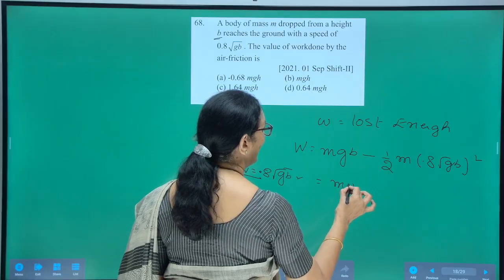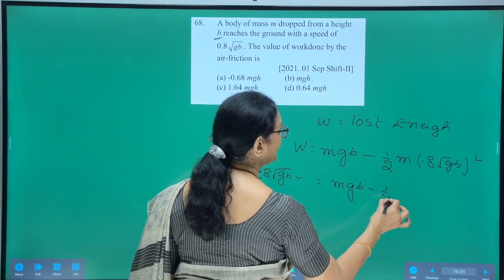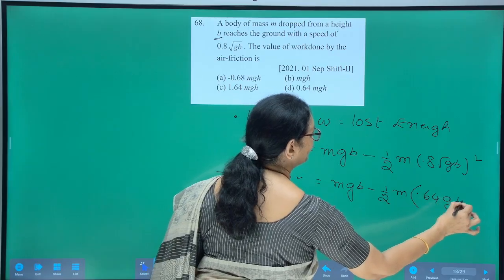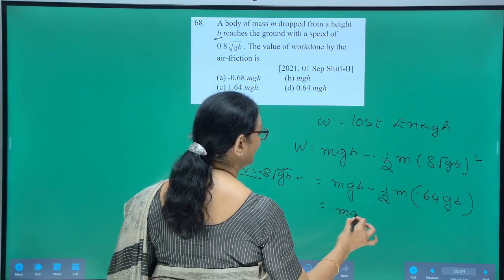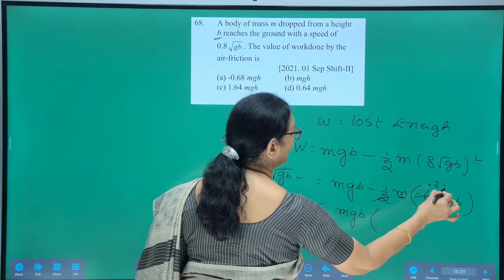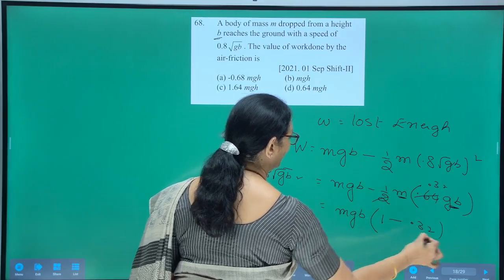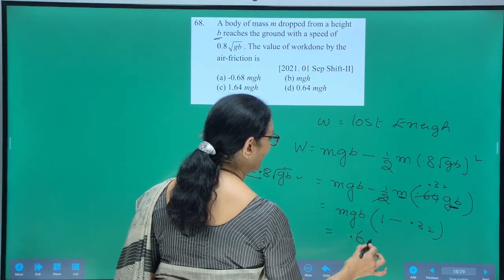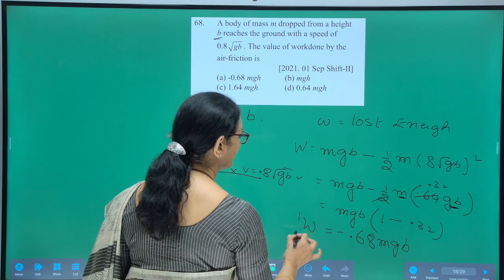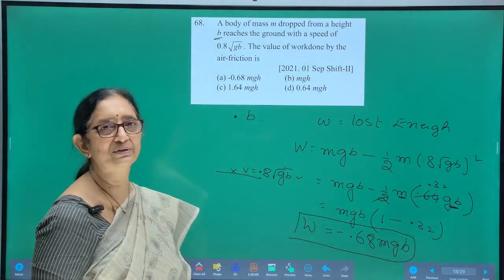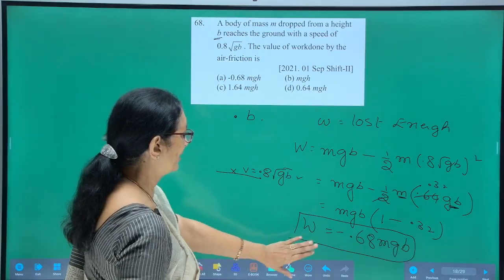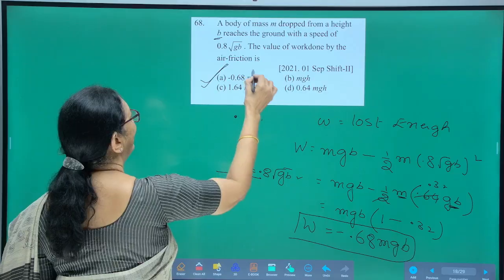So, this is mgb minus half m, and if you square this, 0.64 gb. If you take mgb as a common factor, this gets cancelled, 0.32, so 1 minus 0.32. 1 minus 0.32 is 0.68 mg into b. As this work is done against air resistance, we use the negative sign, because the negative sign indicates there is a loss in energy. So, the answer is minus 0.68 mgb.